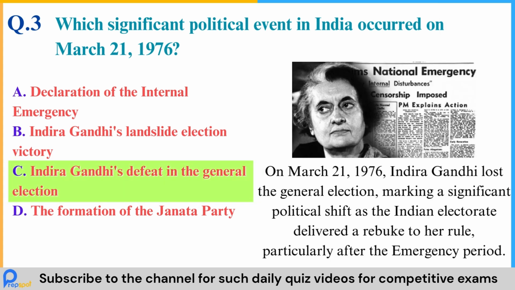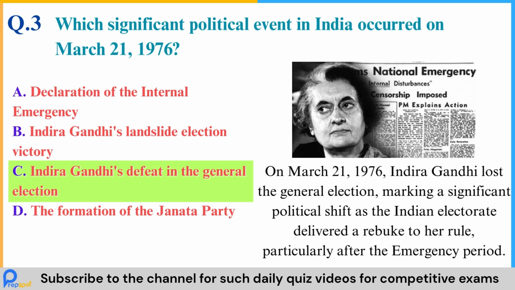Answer: C. Indira Gandhi's defeat in the general election. Explanation: On 21st March 1976, Indira Gandhi lost the general election, marking a significant political shift as the Indian electorate delivered a rebuke to her rule, particularly after the emergency period.